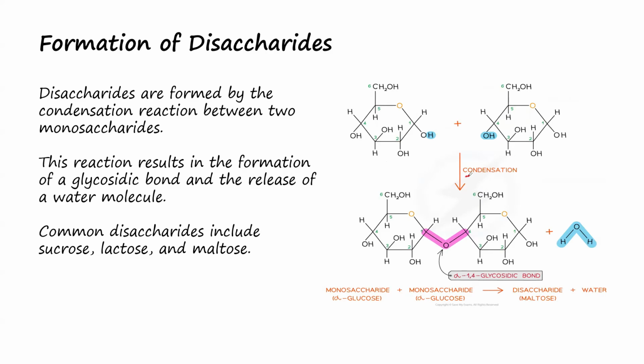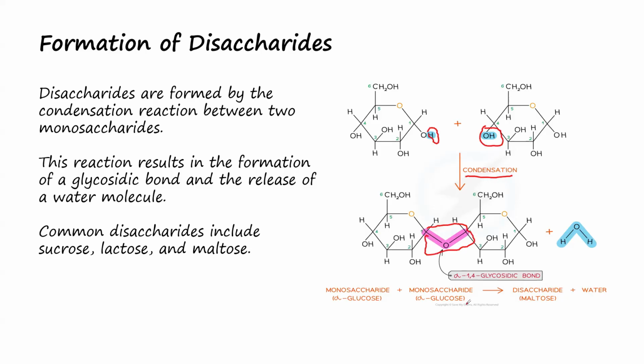It is a condensation reaction where the OH group of one glucose here reacts with one hydrogen of the other glucose molecule and they condense. And once they condense, they form a bond, and this is the bond which is called alpha 1 glycosidic bond.